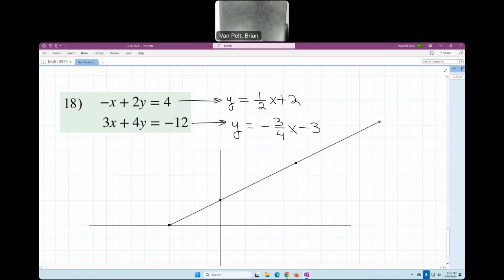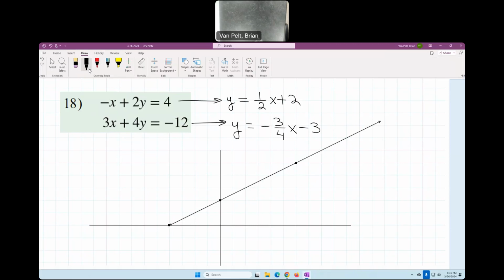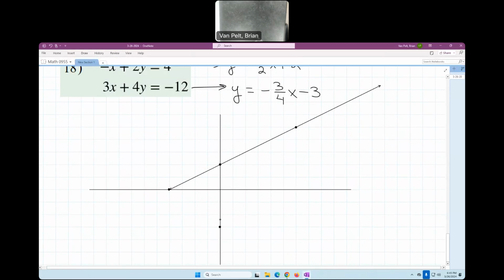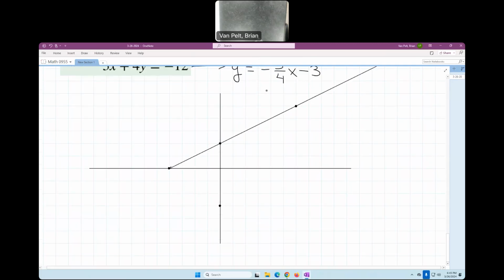Now for the second one, tell me where I should lay my initial dot down. So go down 3, right? 1, 2, 3. All right, got it. Now how should I go? Over to the left, no, I mean, what is that, 3? This is negative.